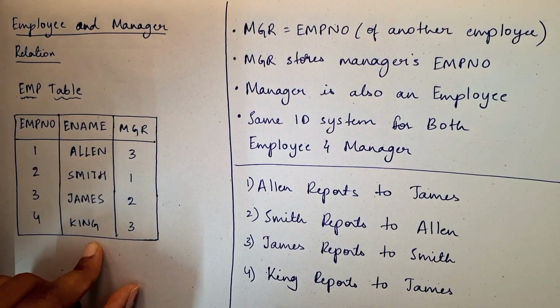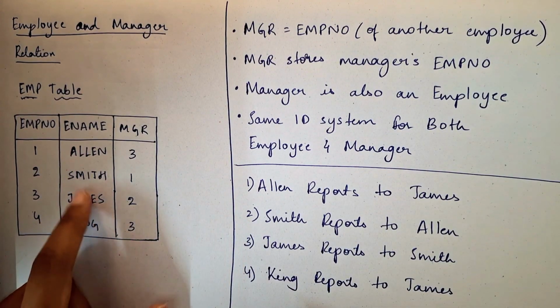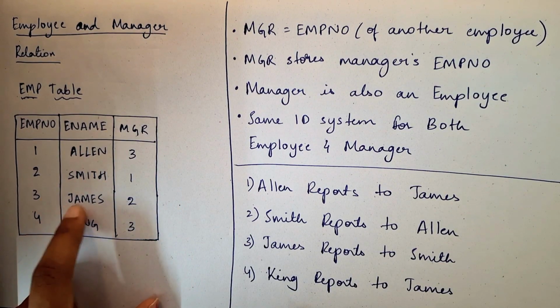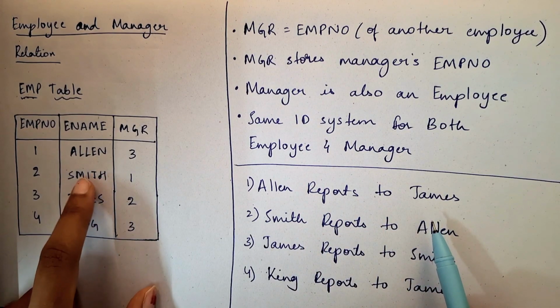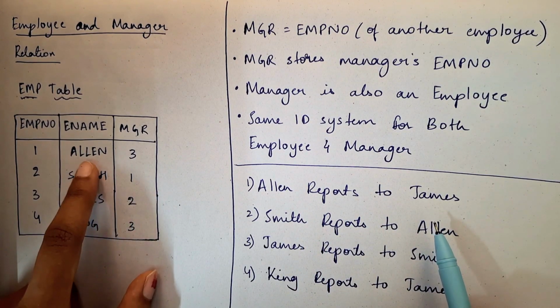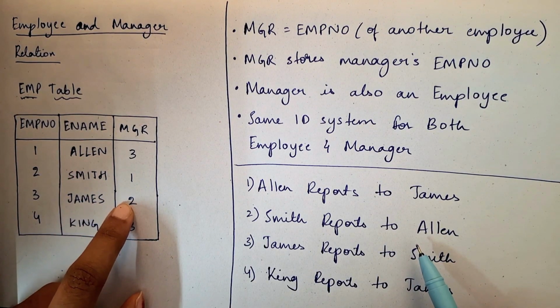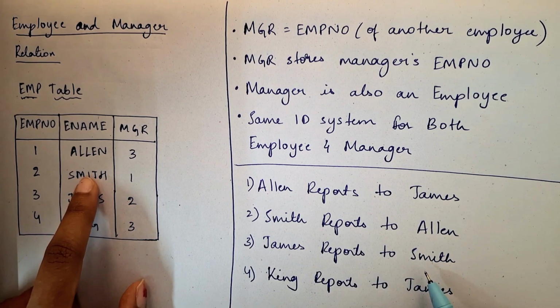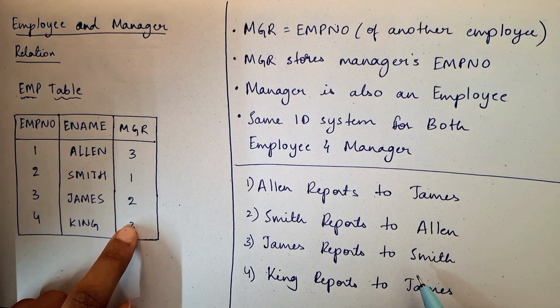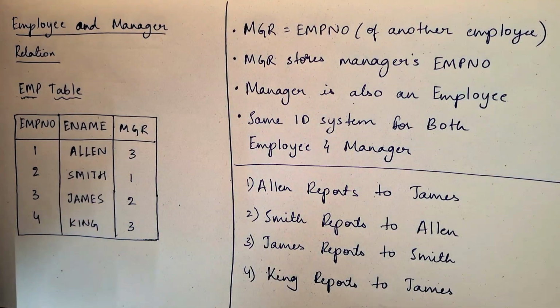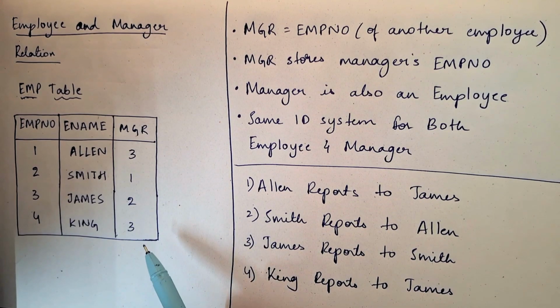Let's understand this with an example from this table only. Alan has MGR 3, so we check employee number 3, that is James. So Alan reports to James. Smith has MGR 1, so Smith reports to Alan. James has MGR 2, so James reports to Smith. And King has MGR 3, so King reports to James. So basically, one employee can act as a manager for another employee, and everything is stored in the same table.